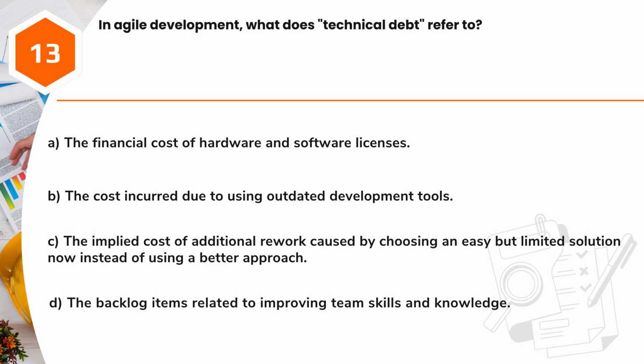Question 13. In Agile development, what does technical debt refer to? A. The financial cost of hardware and software licenses. B. The cost incurred due to using outdated development tools. C. The implied cost of additional rework caused by choosing an easy but limited solution now instead of using a better approach. D. The backlog items related to improving team skills and knowledge.